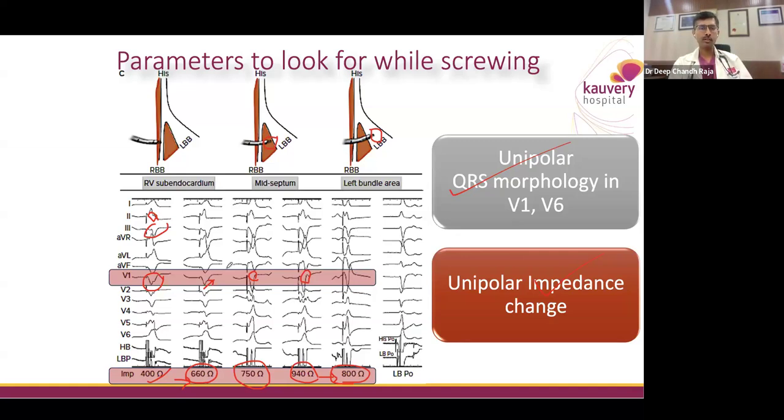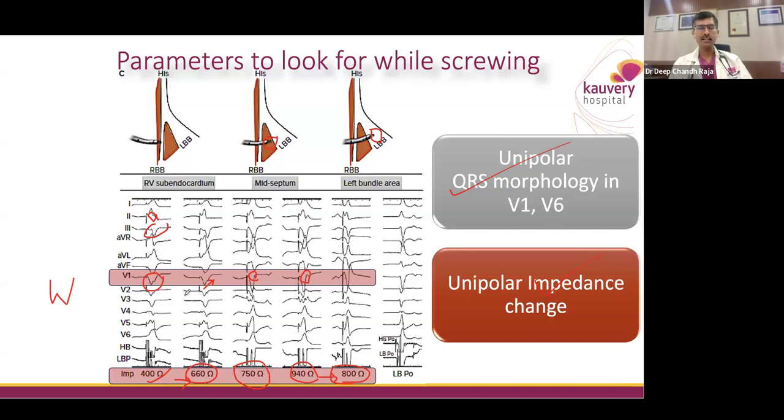So again, the points to reiterate here. Before you start pacing from the right side, you look for this left bundle branch block morphology with a prominent notch, what we call the W pattern. And if you have discordance in lead 2, 3, and AVR, AVL, that's a good place to start. As I mentioned, 1 to 1.5 centimeters distal to the His bundle.